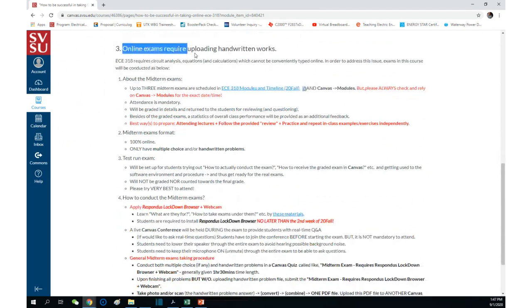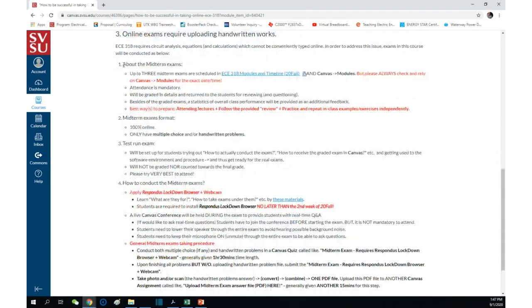Here, the exams, of course, matter. It matters a lot to your grade. So first, about the midterm exams, we have up to 3 midterm exams. They are scheduled in the Gantt chart already, but please always check the exact date and time, or rely on the Canvas modules for the exact date and time.